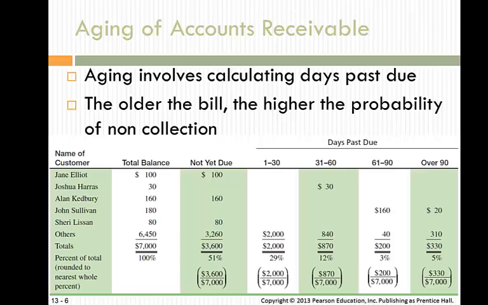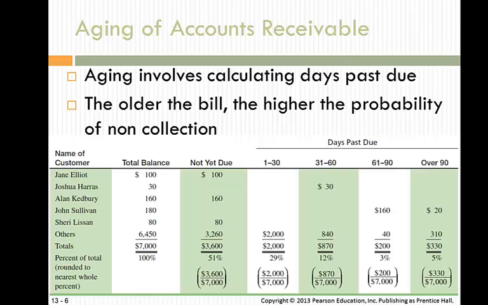The first column is a list of all the company's credit customers. The second column is each customer's total balance. The third column is how much of that total balance isn't due yet. The last four columns are the amounts of the customer's total balance that is past due and by how many days.